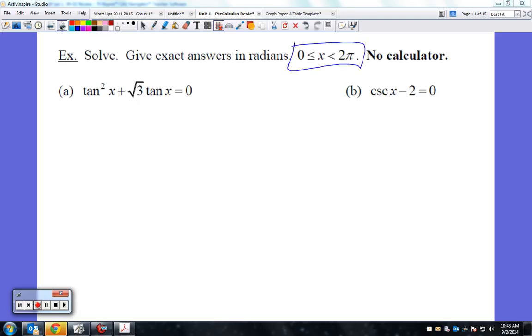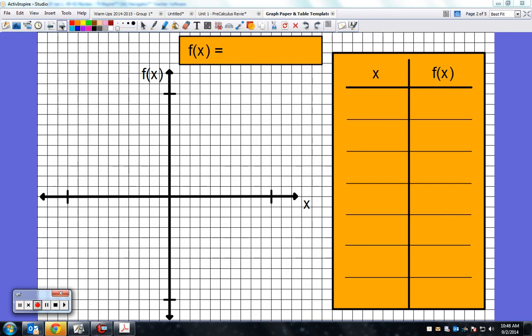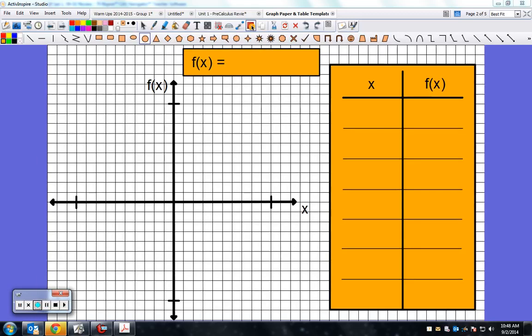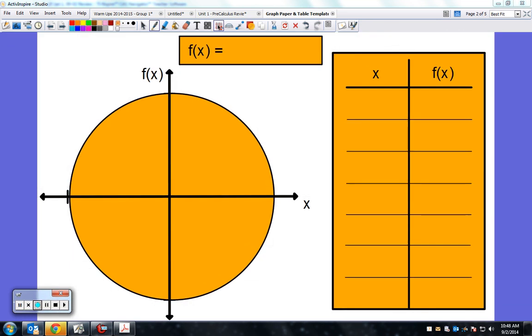The answers will exist between 0 and 2 pi. Okay? Inclusive on the 0, non-inclusive on the 2 pi. Already, I think you should be thinking about the unit circle. So the unit circle, let's create this real quick. Boom, boom, boom. And here we go.